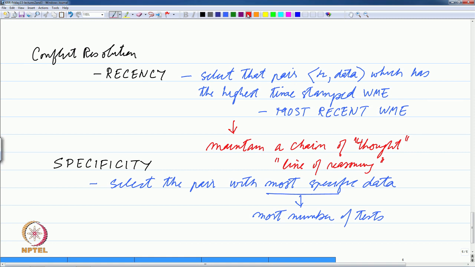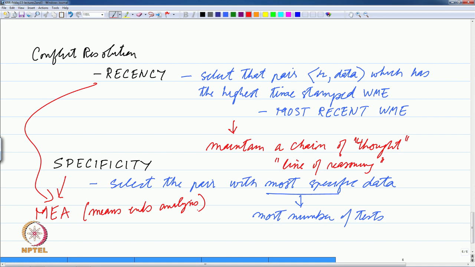And there is a combination which is used in OPS5 which is called MEA, which stands for means ends analysis, and it says the following: recency for the first pattern in the rule, and tie breaking by specificity.